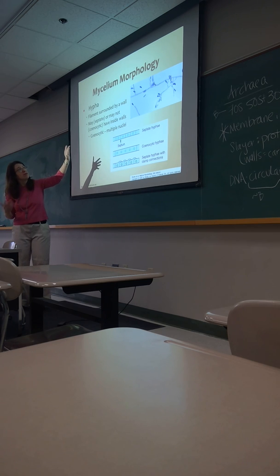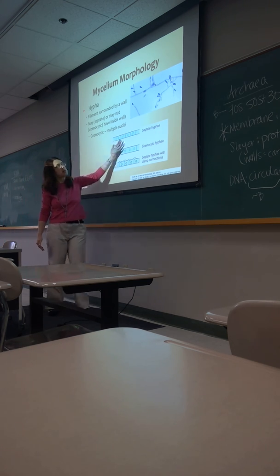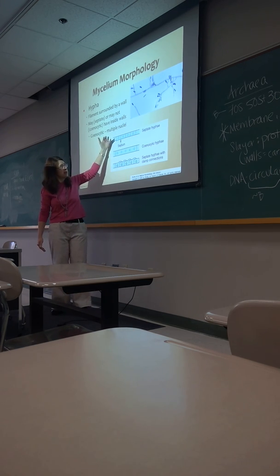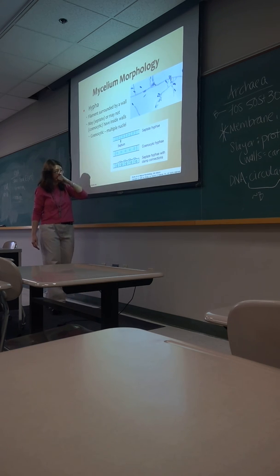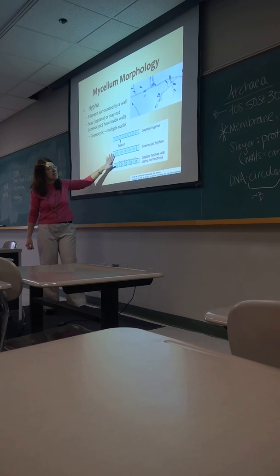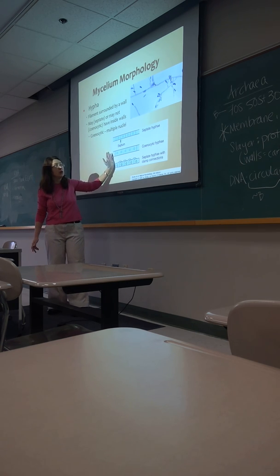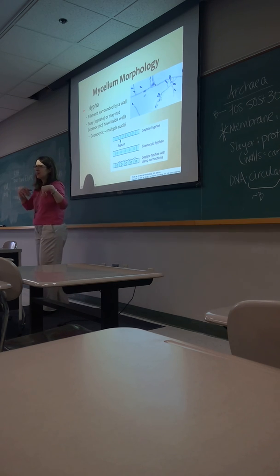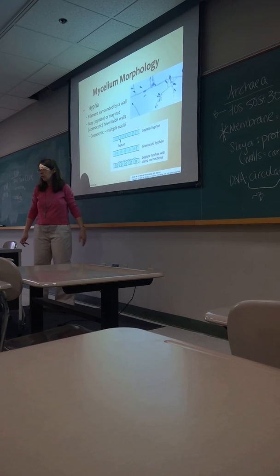So hyphae can have different internal structures. They can be what's called septate, where they have internal cell walls that divide the hypha into individual cells, each with one nucleus. Or they can be cenocytic, where they have very few to no internal walls, and all of the cell contents, including nuclei, just kind of float about. And so you can have a bunch of nuclei together.